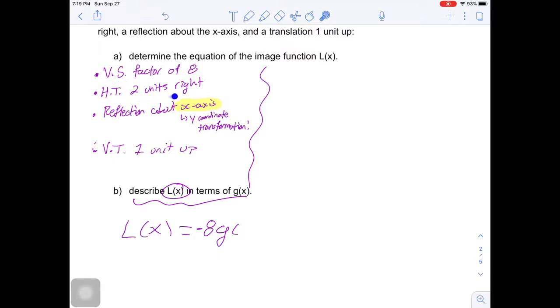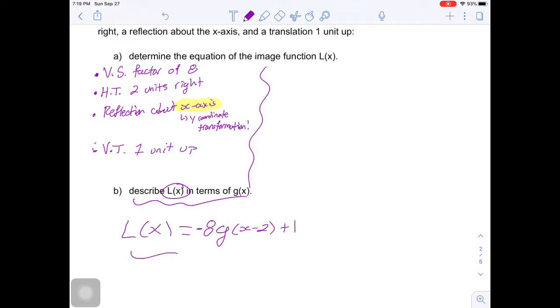We have a horizontal translation 2 units to the right. And remember, that's applying to our x-coordinates. So this will be minus 2, because remember, x lies. So negative 2 means we're moving to the right. And then a vertical translation 1 unit up. So we're going to add 1 to this.